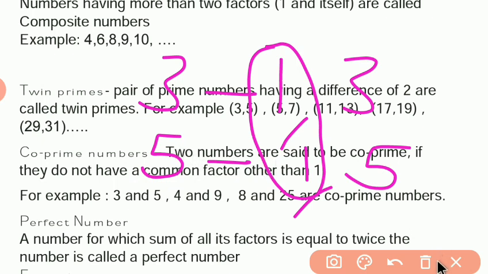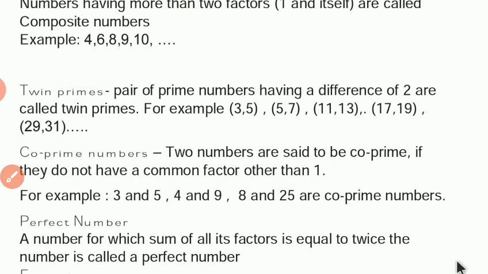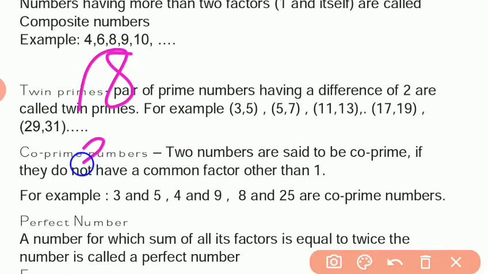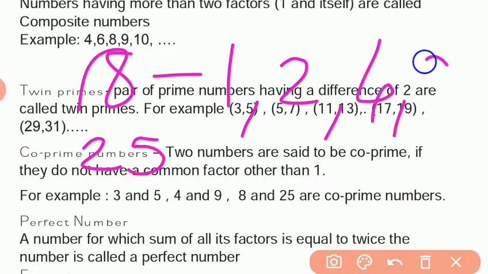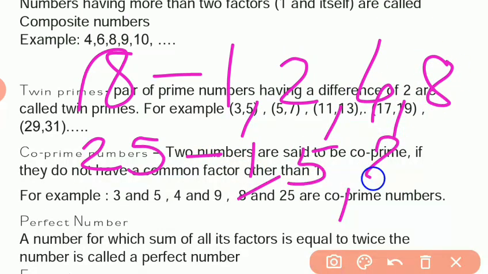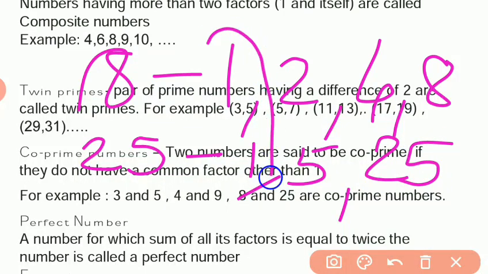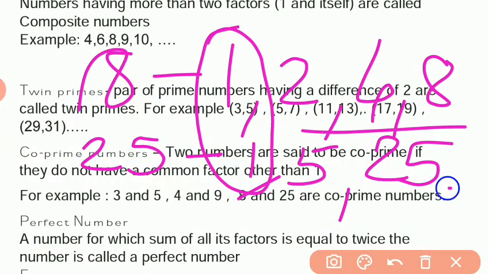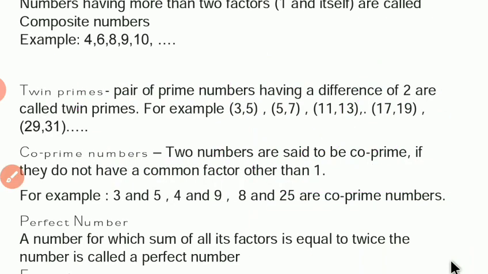Second example, like 8 and 25. What are the factors of 8? 1, 2, 4 and 8. Factors of 25 are 1, 5, 25. So you can see that here also 1 is common in both and the other factors are different. So 8 and 25 are known as co-prime numbers.